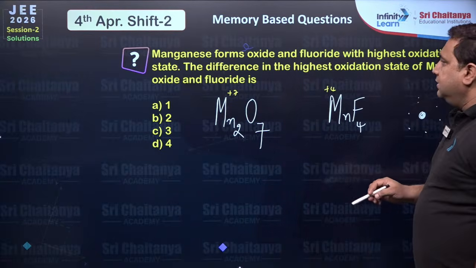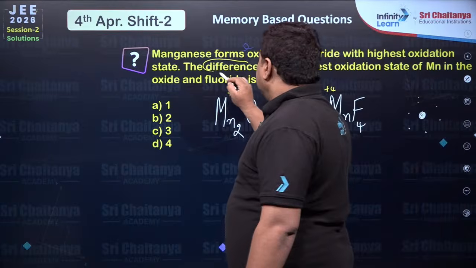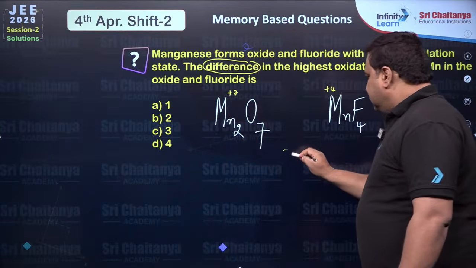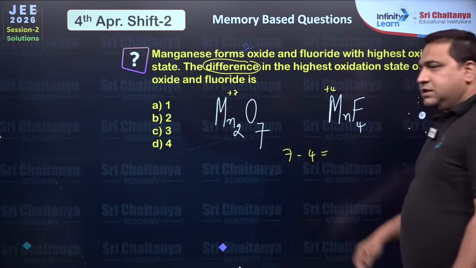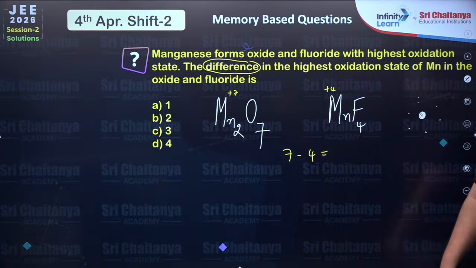So what is he asking? The difference in oxidation state. The difference in oxidation state is 7 minus 4. I think there is no need to tell the answer.